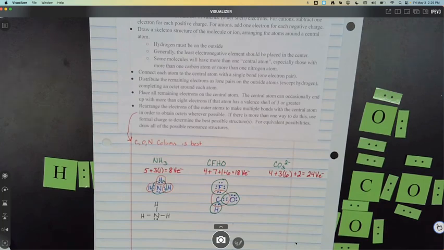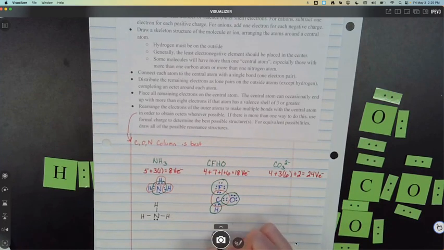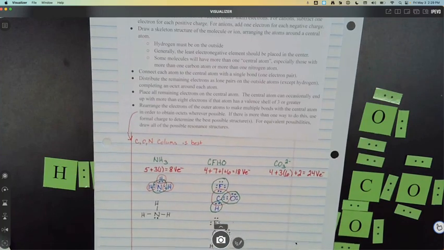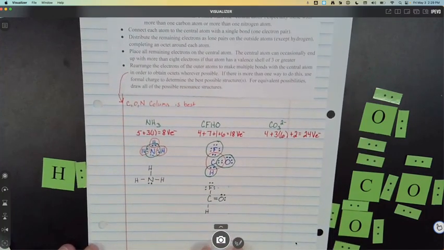So if I redraw this to look nice and pretty, I've got a carbon double bonded to an oxygen, single bonded to a fluorine, and single bonded to a hydrogen with lone pairs of electrons around the fluorines and 2 lone pairs on the oxygen. So redrawn it looks like that.